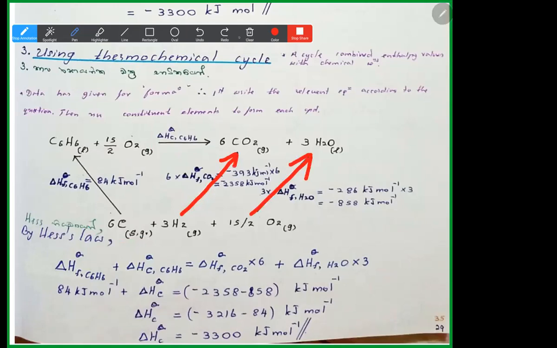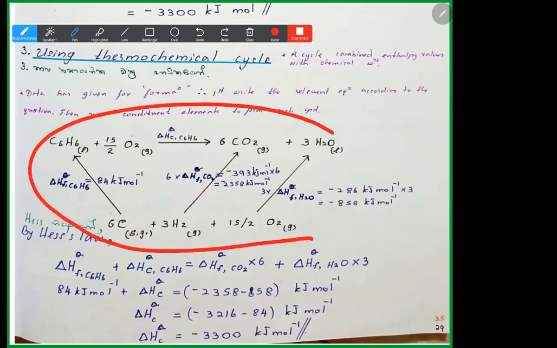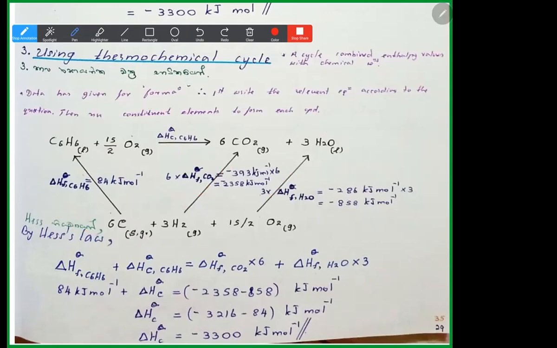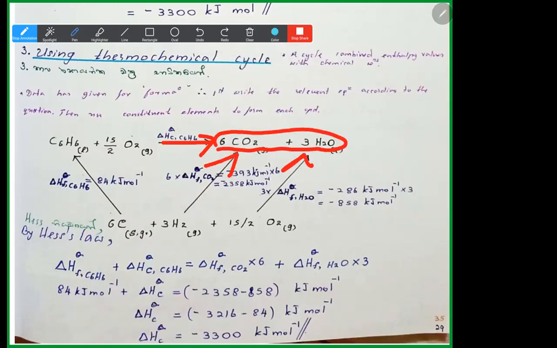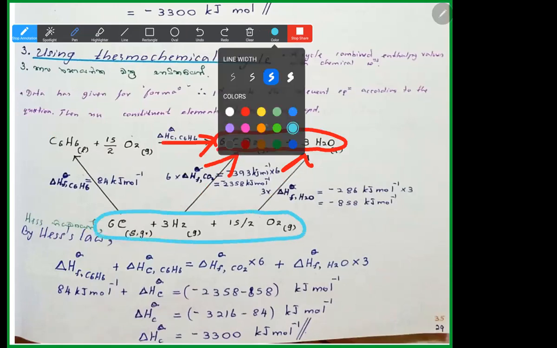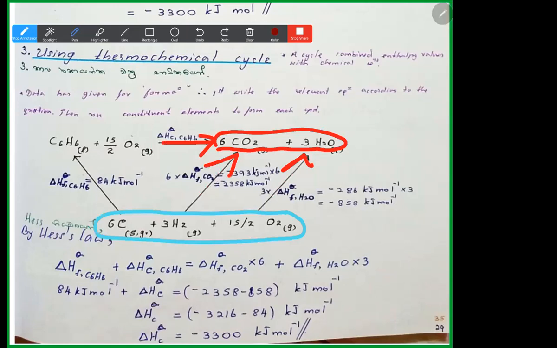Now we have the balanced equations and the cycle. Okay, so what is the final target, the final destination? This is the final destination. How do we know that? See, all these arrowheads are pointing to these two, so this is the final target. Then the initial reactants are these, because you can see all these arrow tails have started from the blue one.